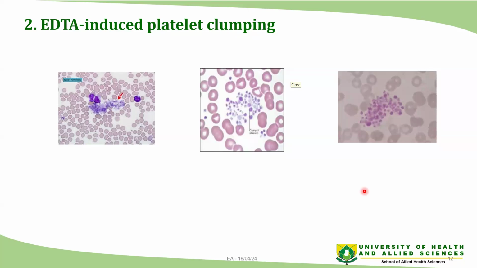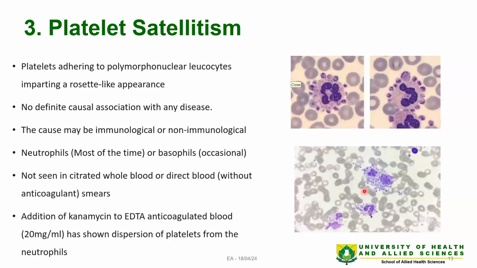Then the third is platelet satellitism. But let me say that with respect to the EDTA-induced platelet clump, you cannot see it unless you prepare a blood film. So there's a need for us to always go back and check a blood film to be able to identify some of these challenges. Otherwise, we will not be able to identify them if you just run on the analyzer and then issue out your report.